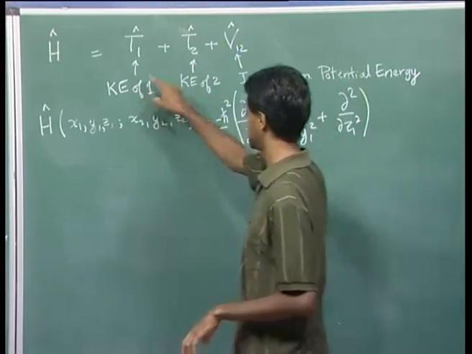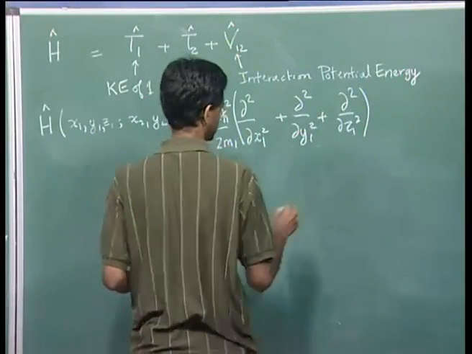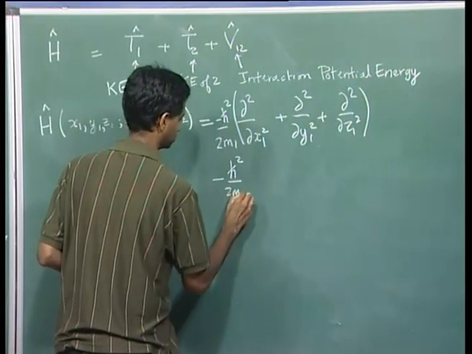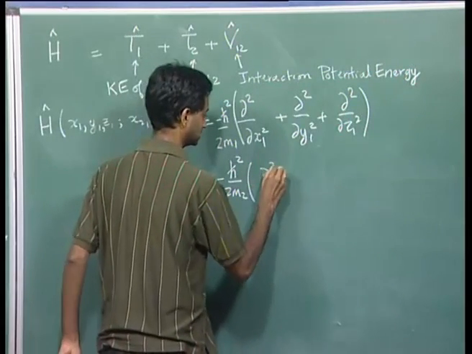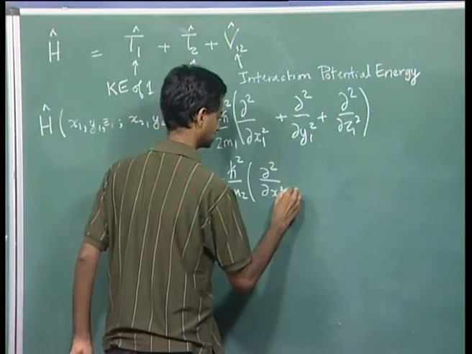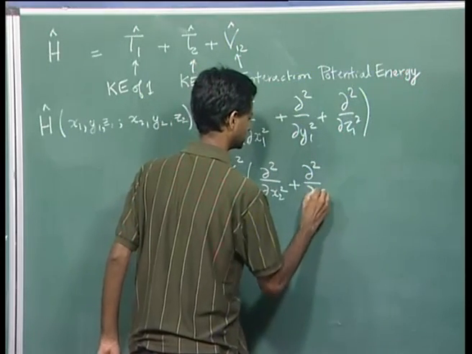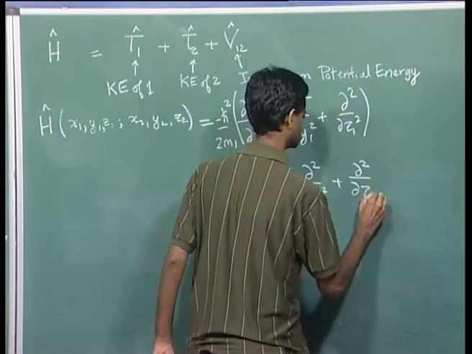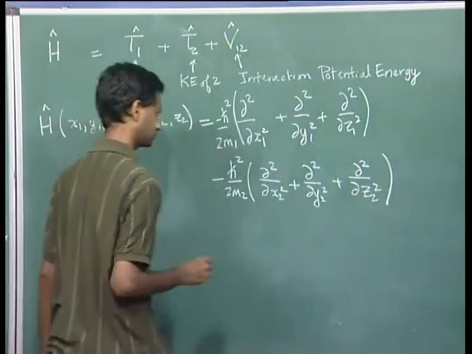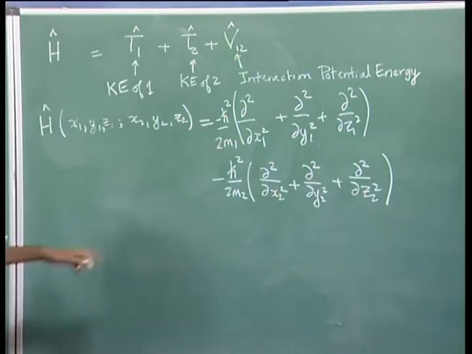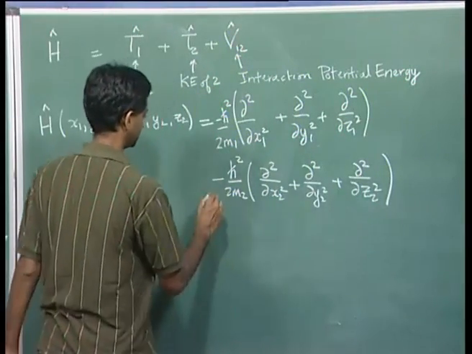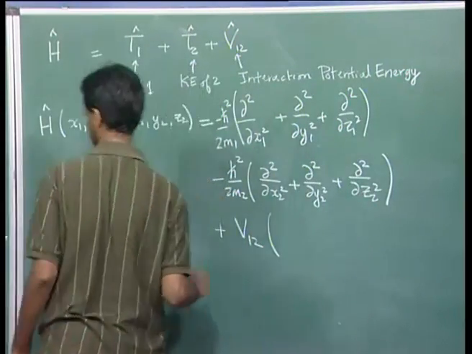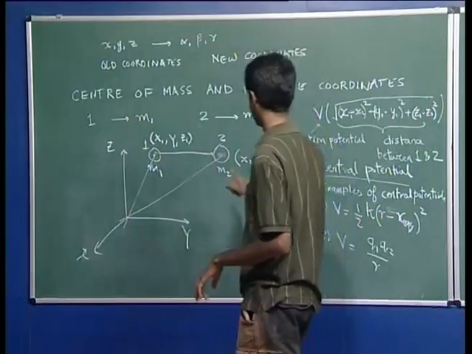So, this is the kinetic energy of particle 1. Then you write the kinetic energy of particle 2 as minus h cross square by 2 m2, and in addition you have to have the interaction potential energy, and we will just write it as V12, and this is a function only of the scalar distance between the 2 particles.